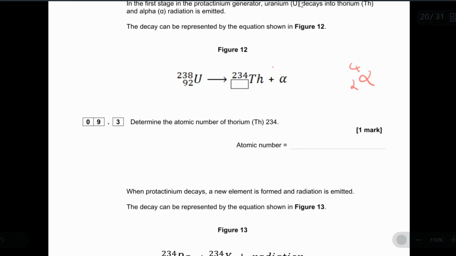Essentially, when you have the decay equation, everything on the right needs to add up to the left. And so we know that this is going to be 90, because 90 plus the 2 will give us the 92 protons in the uranium that we started with. So the atomic number is 90.